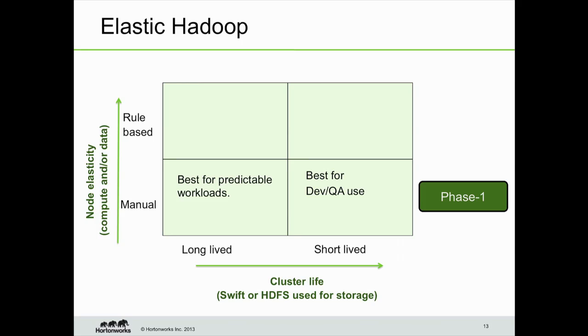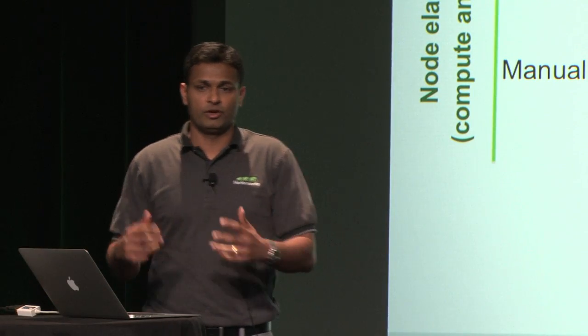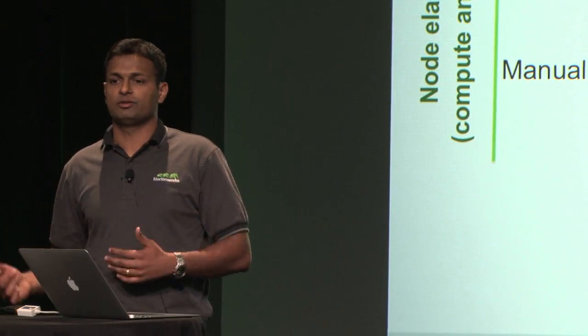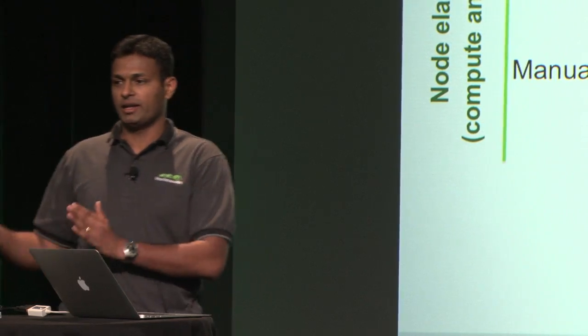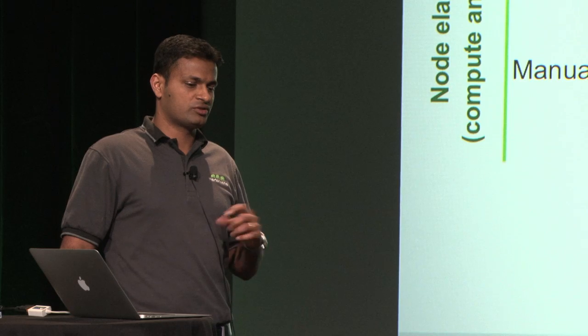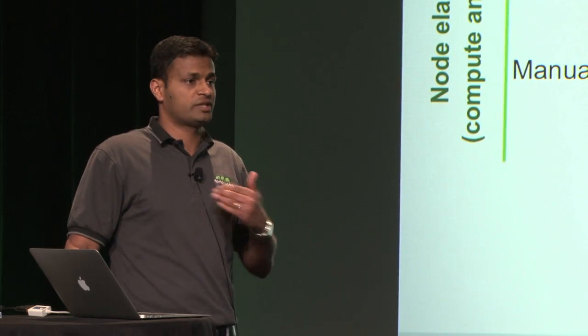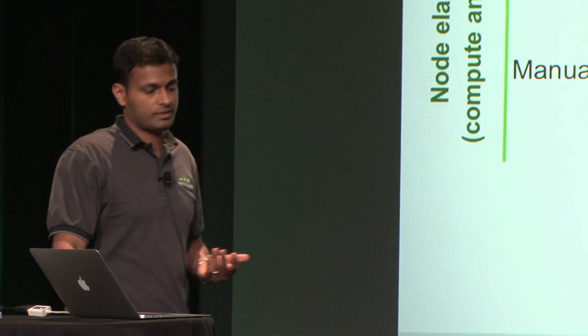The short-lived use case is very, very relevant for dev and QA type workloads, where someone just needs to run some script, some Pig script or a MapReduce job, and see if it's giving out the right results before they migrate that thing to production. And the long-lived cluster is more suitable for folks who are actually running production clusters or even staging environments on top of OpenStack.